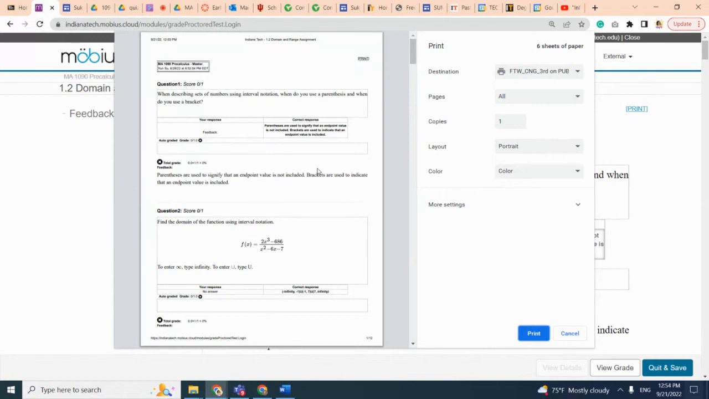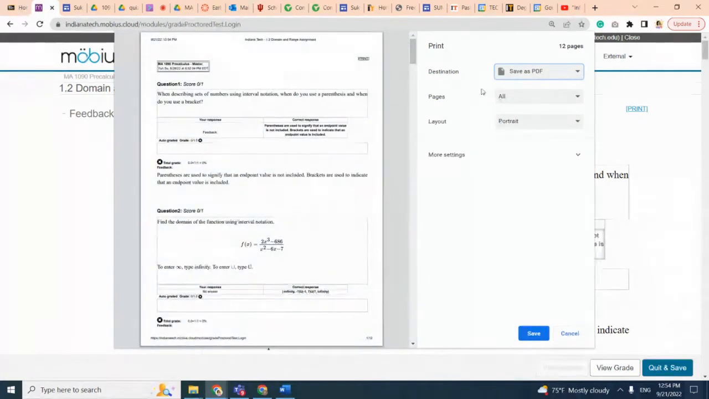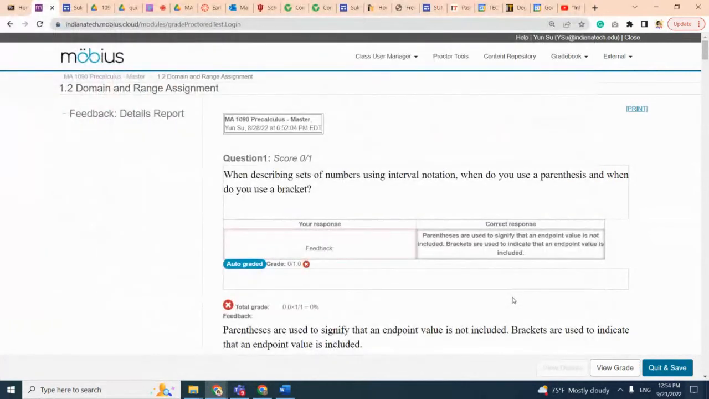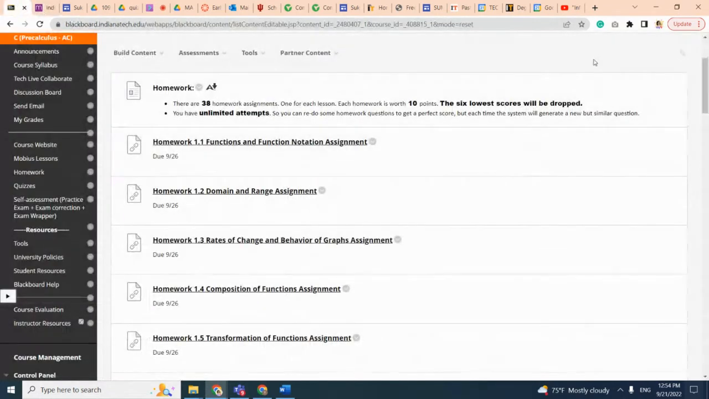So this is very, very important. I can save as a PDF. For example, I can save in my downloads, and then I click save. Then here I save my homework. Is that clear, everybody? So you can save all your homework solutions, and then you can review those before the exam.